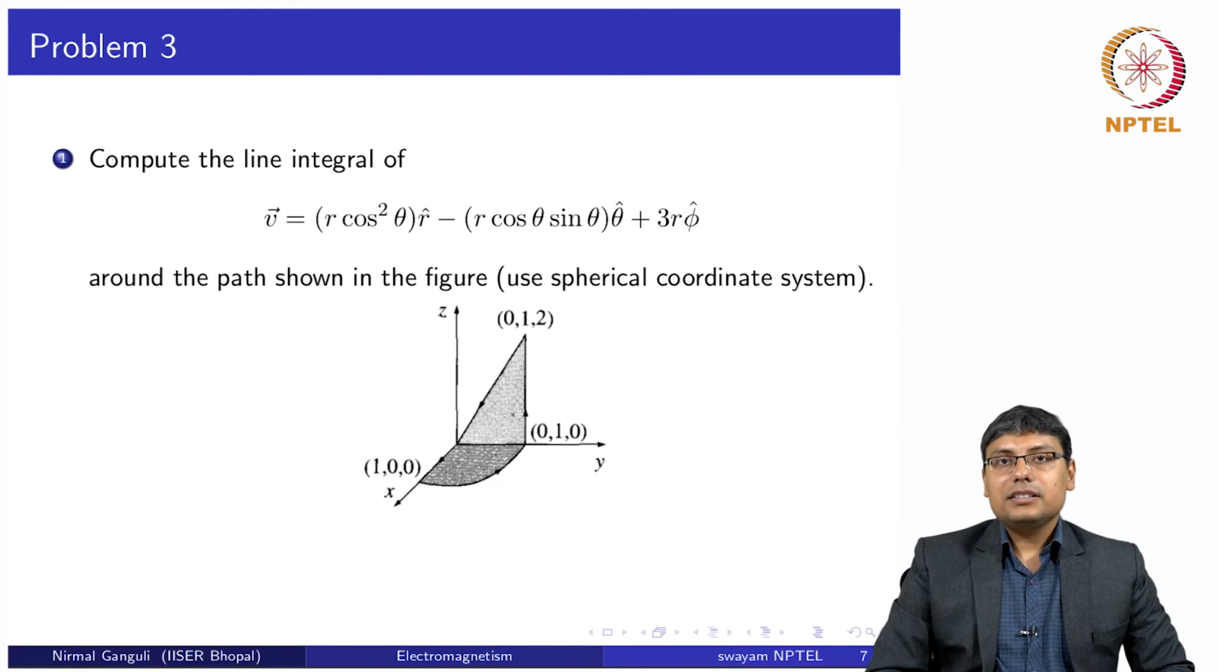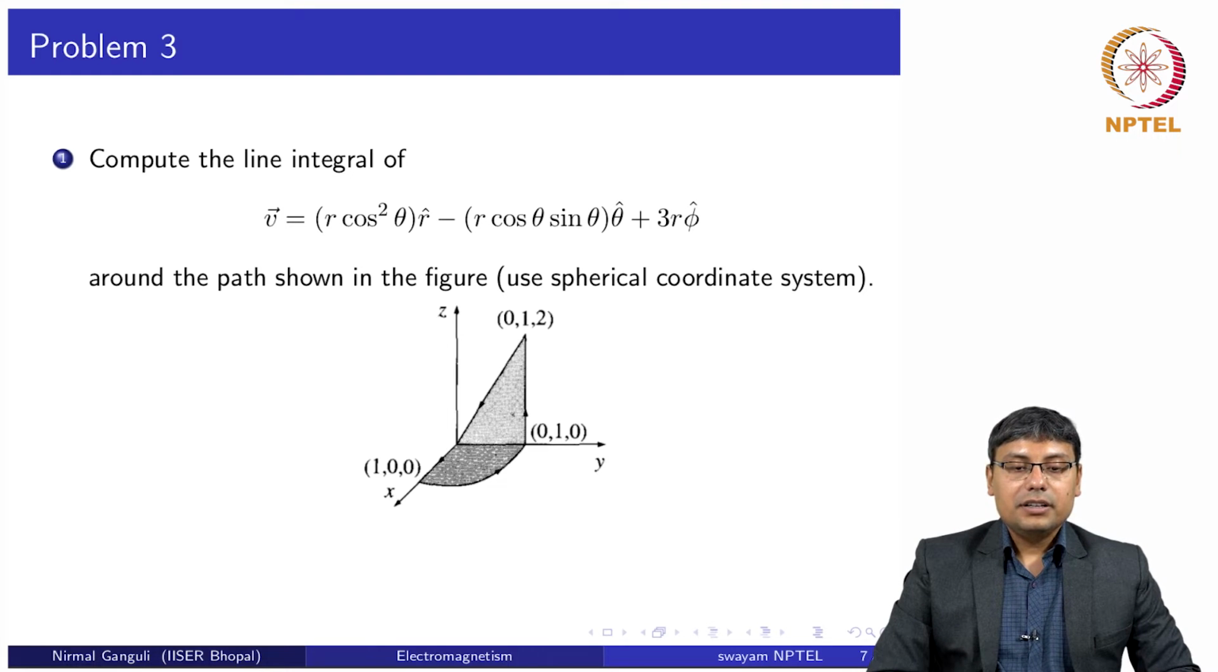Now, let us consider a third problem in this tutorial. You are given a vector v in spherical coordinate system. It is given as r cos squared theta along r cap direction minus r cos theta sin theta along theta cap direction plus 3r along phi cap direction. Now you are asked to compute the line integral of this vector along the path shown in the figure.